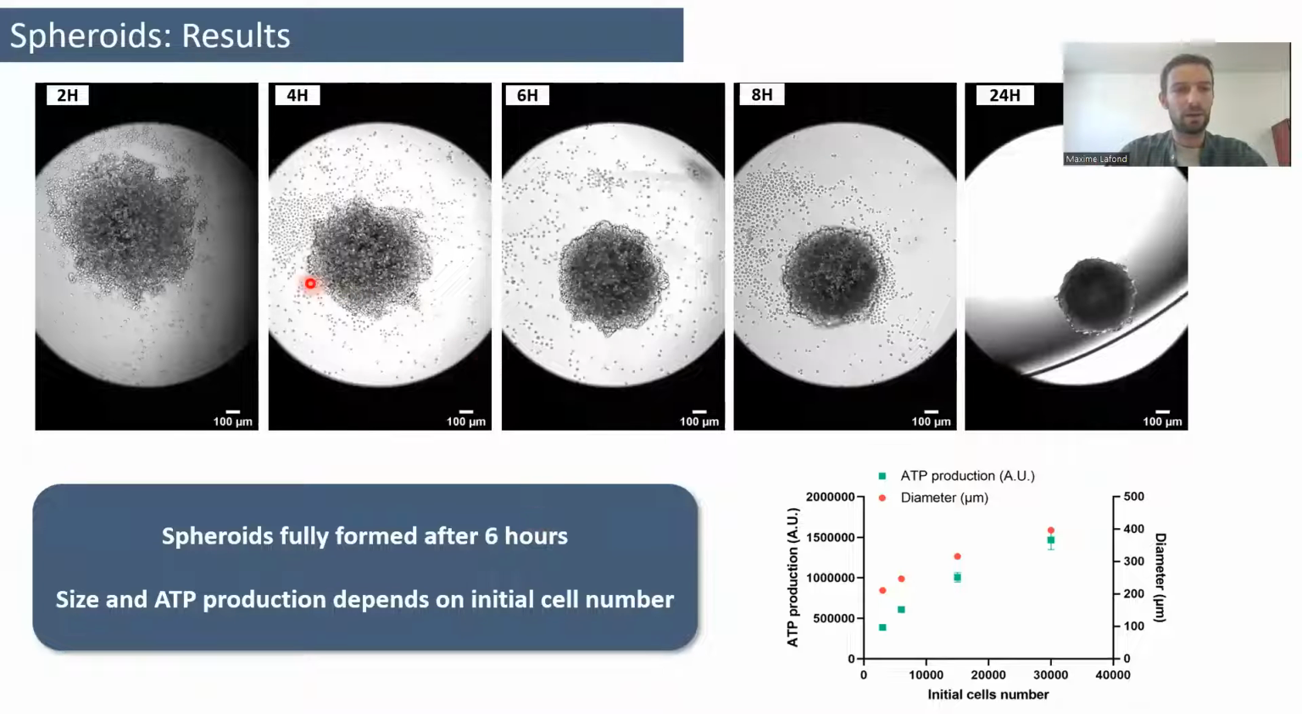So here are our spheroids after 2, 4, 6, 8, and 24 hours, and we can see that they are fairly formed after 6 hours, and we can also see a good contrast that we will use in elastography. We can adjust the spheroid size by changing the initial cell numbers that are cultured. We can also see that the number of viable cells is increasing by measuring the ATP production of the spheroids.